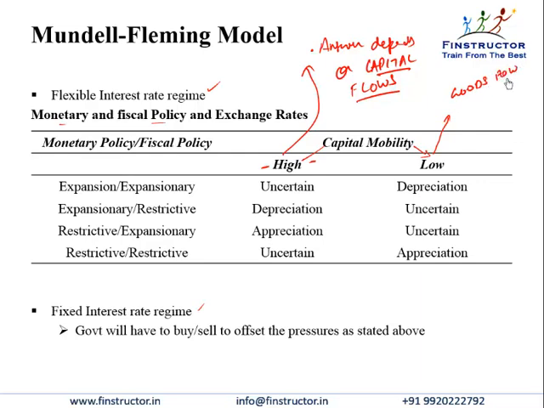Goods flow means imports and exports. They are generally a lower impact than capital flows, but if capital flows are not allowed, then the impact will be from goods flows, or imports and exports. So if imports increase, currency will depreciate. If exports increase, currency will appreciate. This is a general thinking that has to be on the back of your mind.